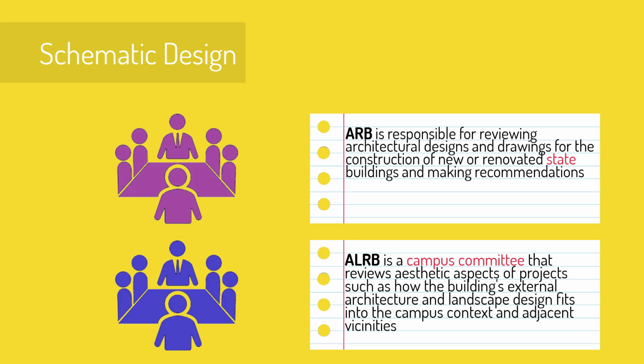ARB is responsible for reviewing architectural designs and drawings for the construction of new or renovated state buildings and making recommendations on how to make the facilities functional and practical. ALRB is a campus committee that also reviews the aesthetic aspects of projects, more in terms of how the building's external architecture and landscape design fits into the campus context and adjacent vicinities.